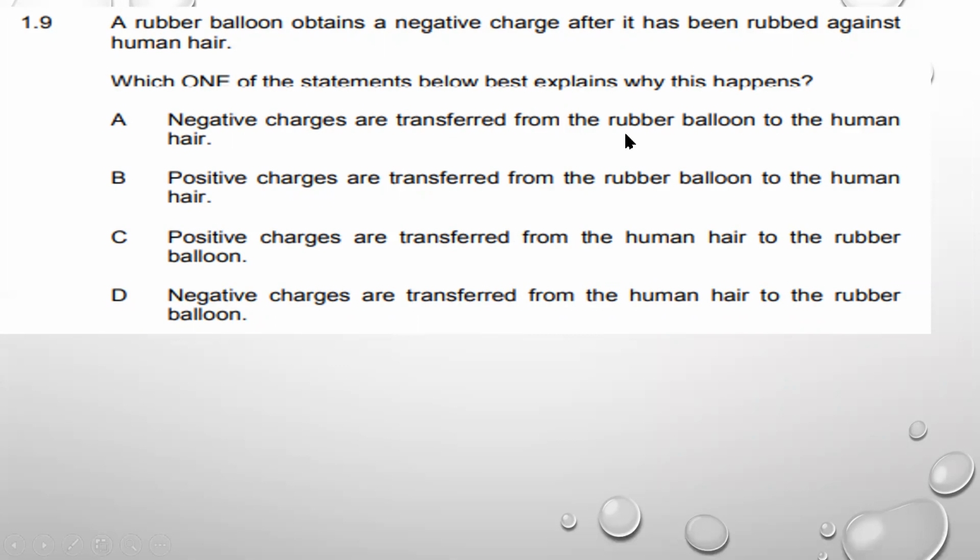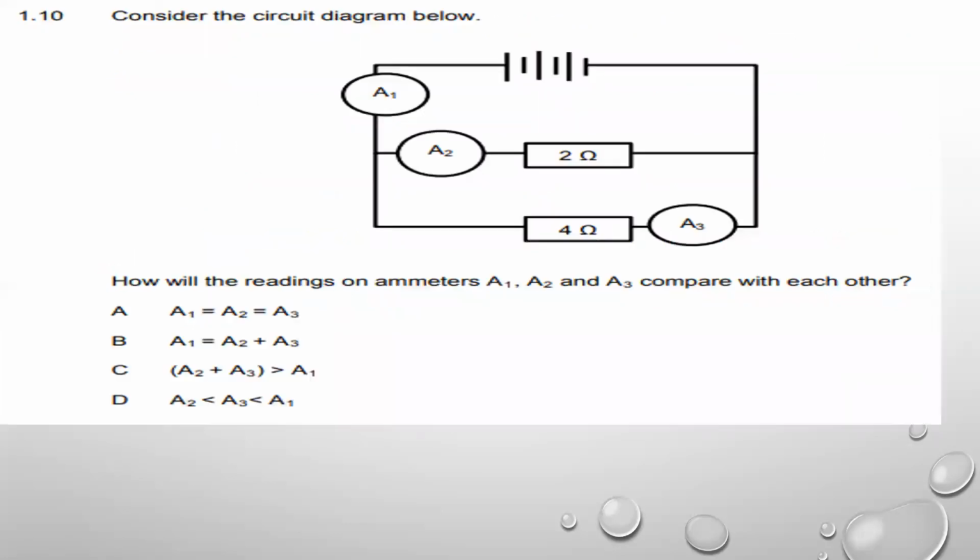Negative charge transfer from rubber balloon. No, if transfer from rubber, so getting positively charged. Positive charge, just leave this option because positive charge never move. Option B and C not correct answer, only D left. So transfer from human hair to rubber. So answer is D. Next question in multiple choice question, last question now.